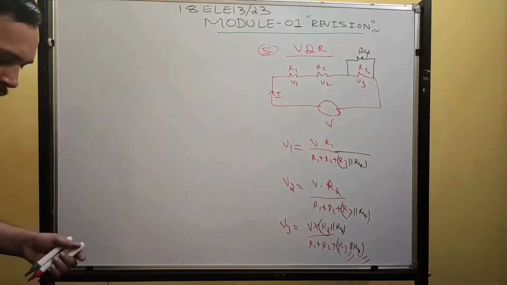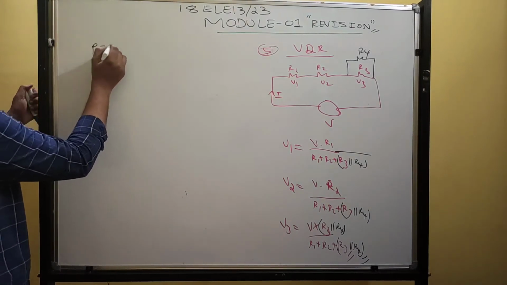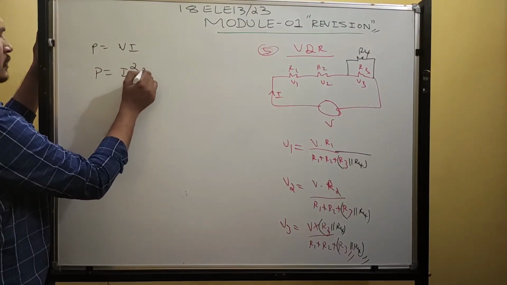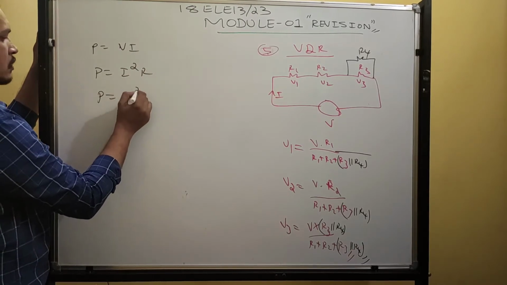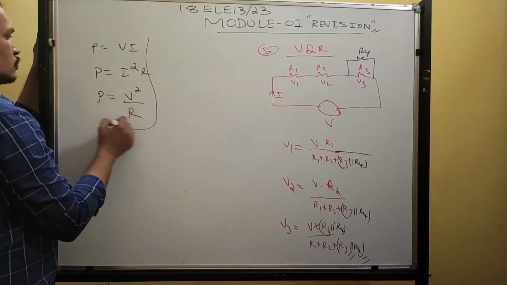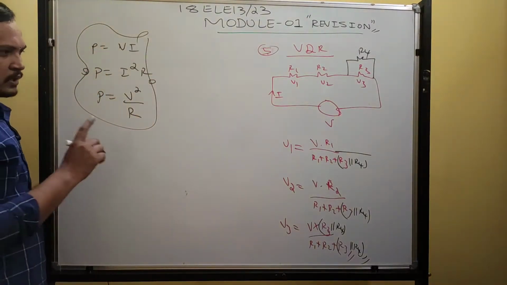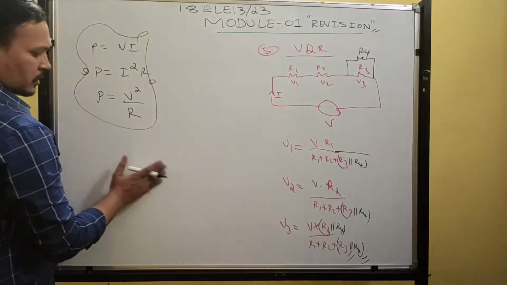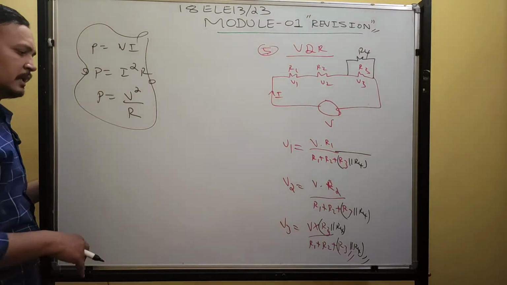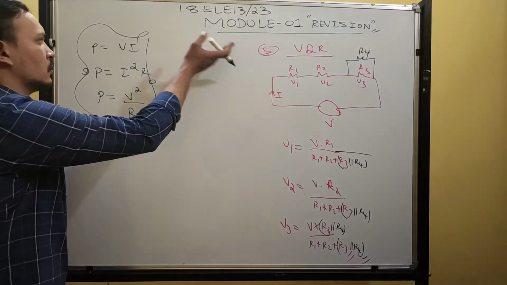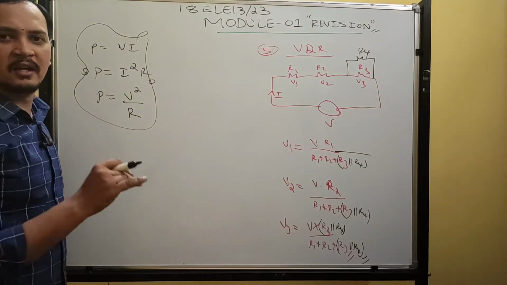Next part is power equations. Power is equal to voltage into current, power is equal to I square R, and power is equal to V square by R. You must know these relations. This will be very helpful while solving problems, because they can give data in any manner. All the problems can be easily solved if you know all these 5 concepts in depth.